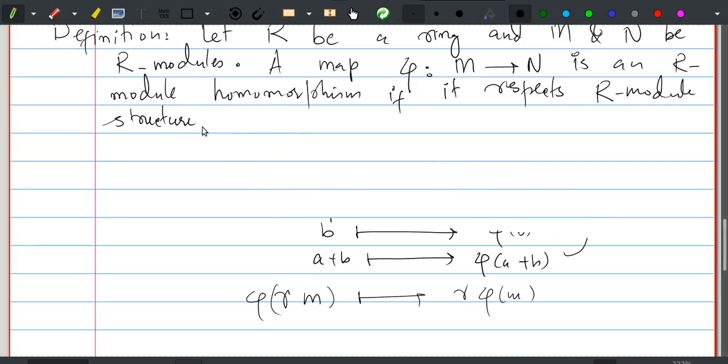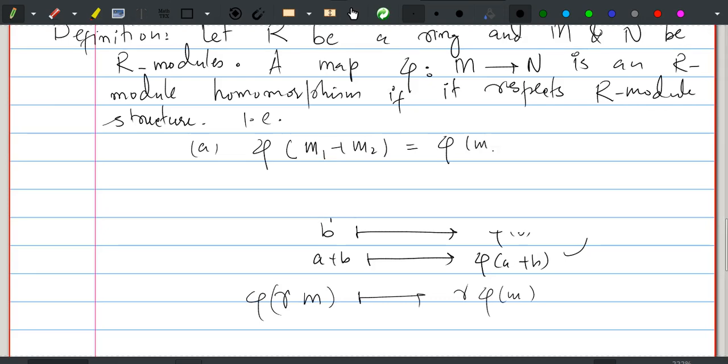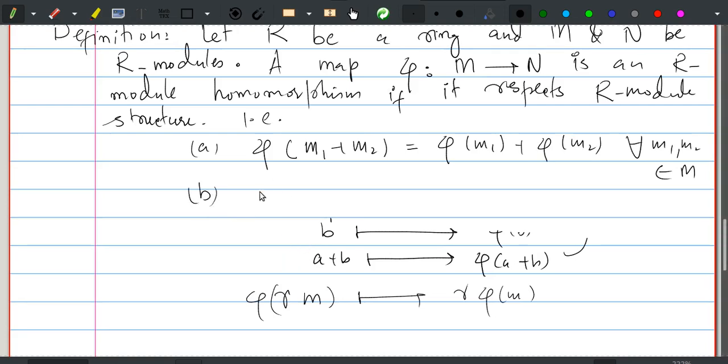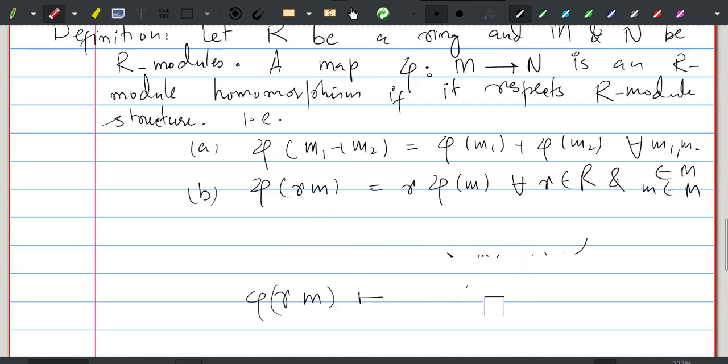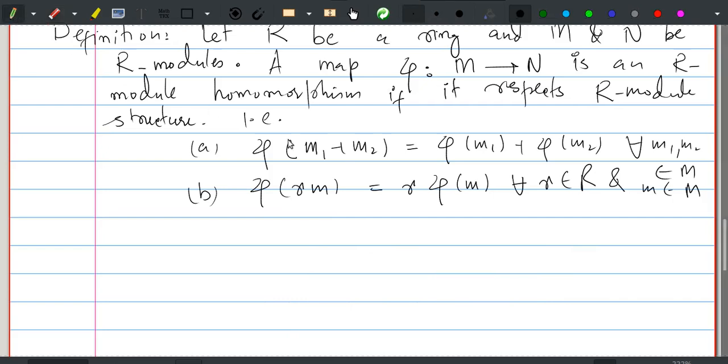That is, if phi of m1 plus m2 is phi of m1 plus phi of m2 for all m1 and m2 in M. And the second item is that phi of rm is r times phi of m for all r in R and m in M. In this case we say this phi is an R module homomorphism.